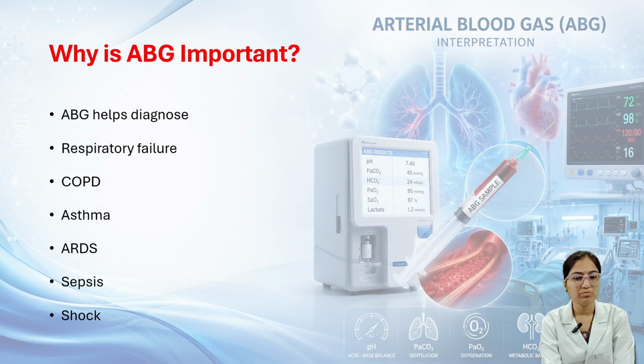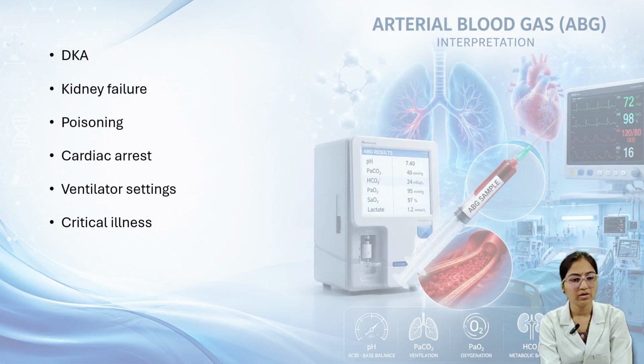Why is ABG important? We'll see here. ABG helps diagnose respiratory failure, COPD, asthma, acute respiratory distress syndrome, and then sepsis, shock, and then diabetic ketoacidosis, kidney failure, poisoning, cardiac arrest, ventilator settings, and then critical illness.